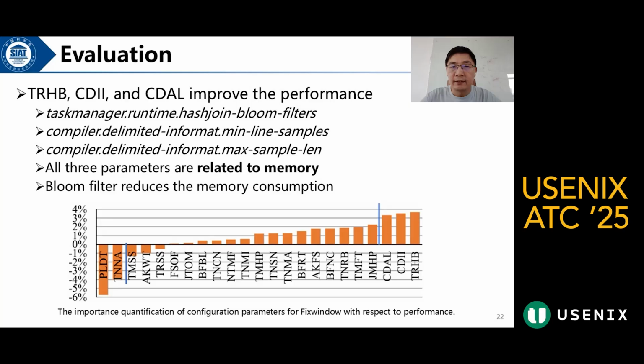TRHB is the task manager runtime hash join Bloom filters. It specifies whether we should enable Bloom filter for the hybrid hash join operations. The Bloom filter is a bit vector that is essentially a probabilistic data structure. It tells us that the element is either definitely not in a set or maybe in a set. The Bloom filter can be enabled to help reduce the memory consumption and increase the CPU utilization.